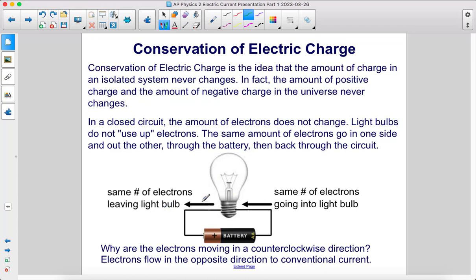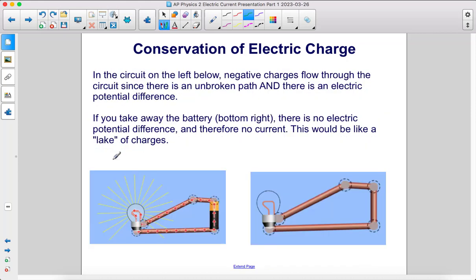And why have I drawn the arrows this way? Why are the electrons moving in a counterclockwise direction? Electrons flow in the opposite direction to conventional current. In the circuit on the left below, negative charges flow through the circuit since there is an unbroken path and there is an electric potential difference.